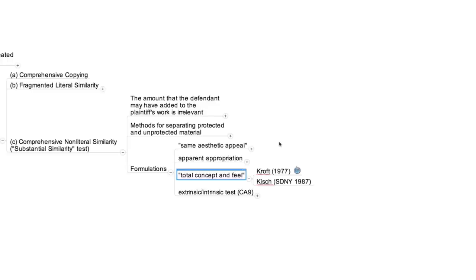From what perspective should these judgments be made? In other words, through whose eyes should the trier of fact view the two works when determining whether they are substantially similar? The dominant answer to that question is the average lay observer. In other words, not an expert in the field of art or literature at issue, but an ordinary layperson.